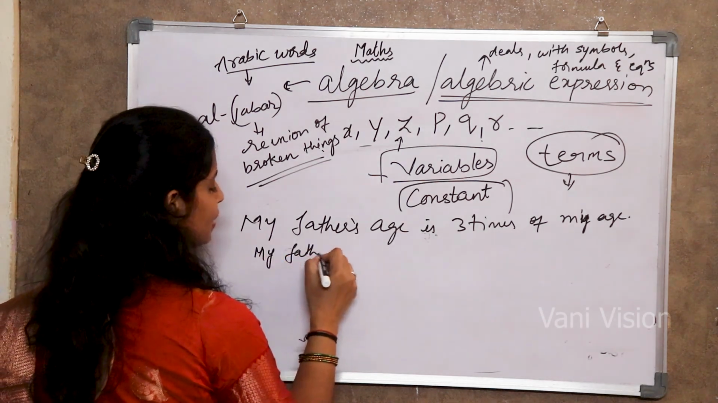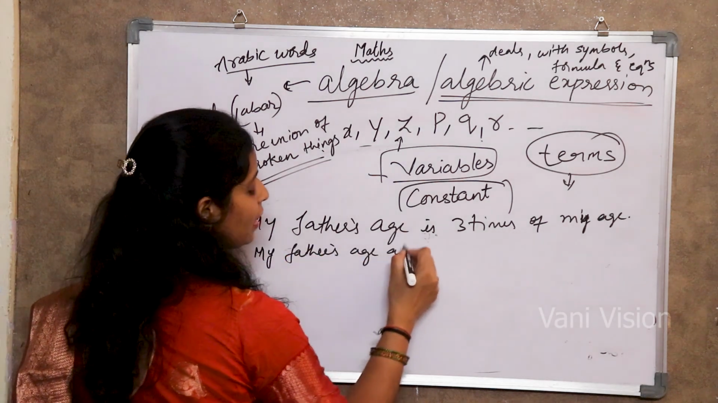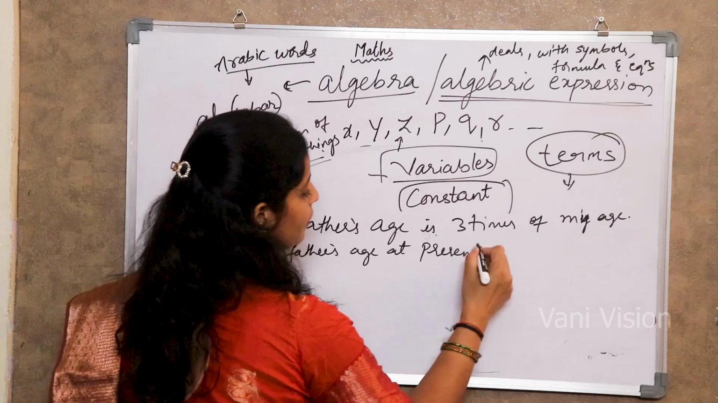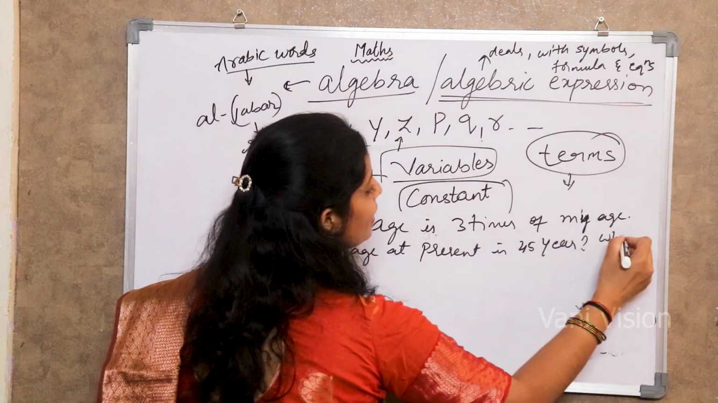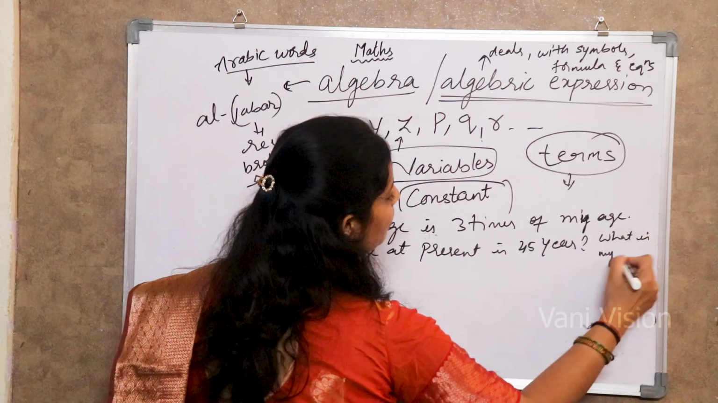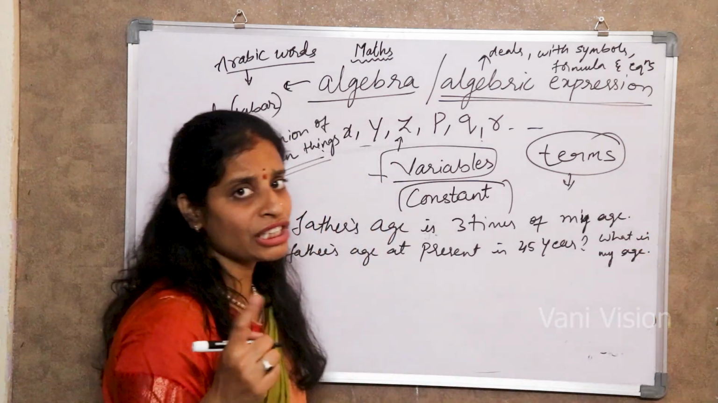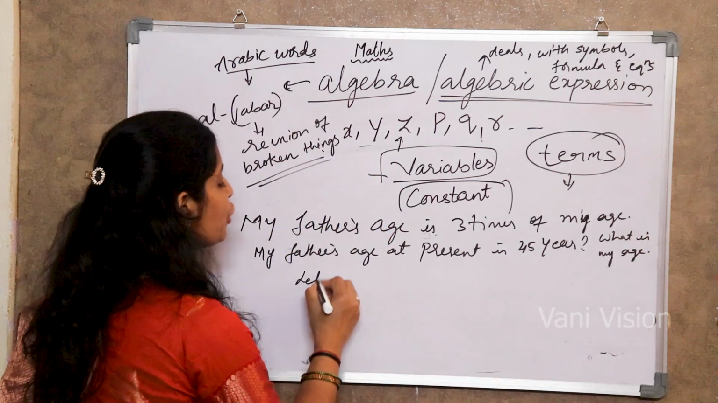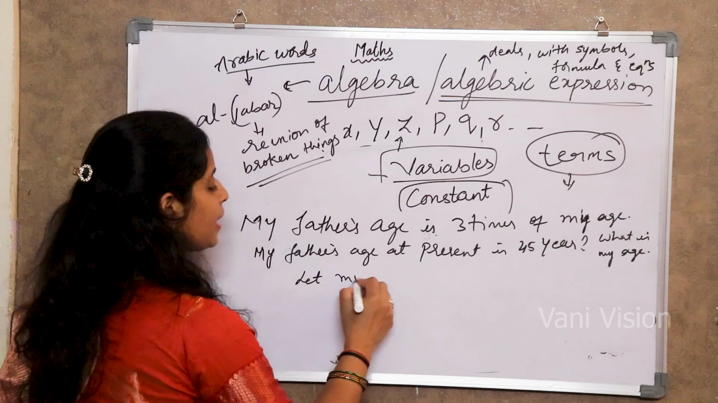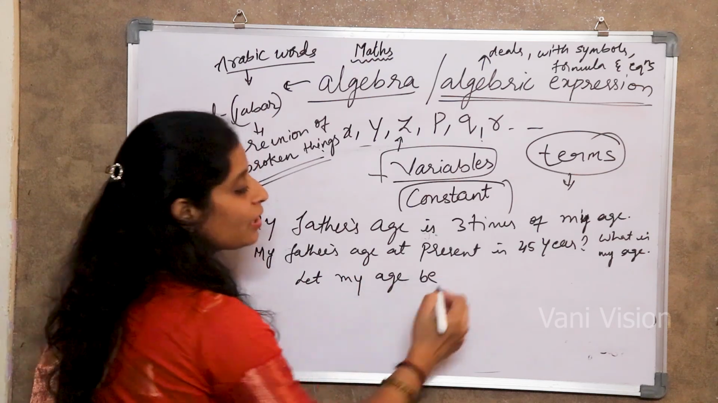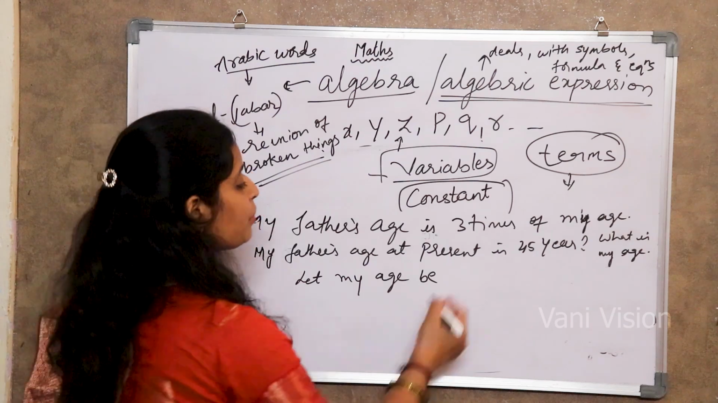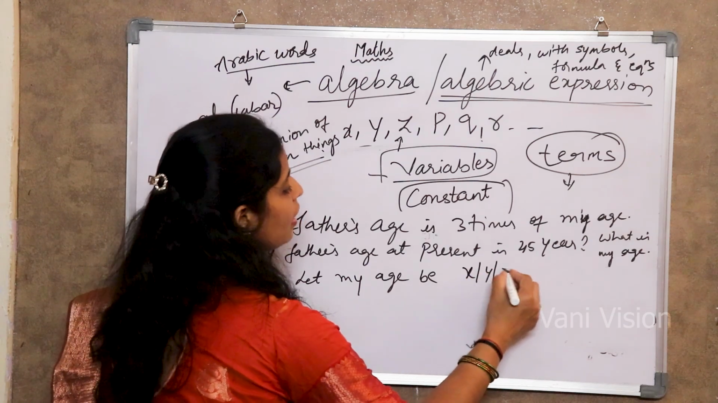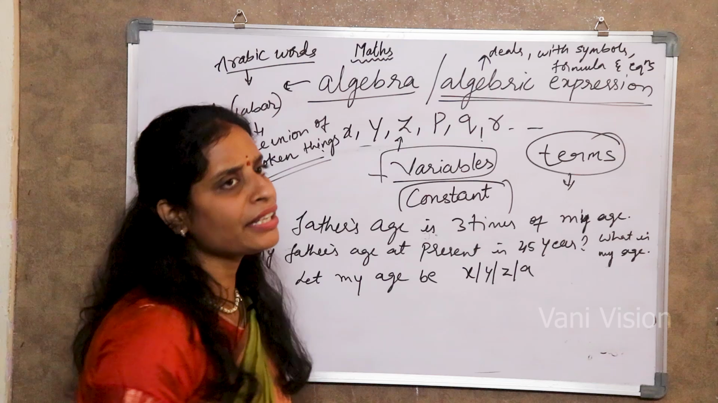My father's age at present is 45 years. Then what is my age? Do you know your age? Don't know. So when we don't know anything, let my age be, we have to take a letter over there. A variable you have to take. That variable may be x or y or z, anything you want you can take.